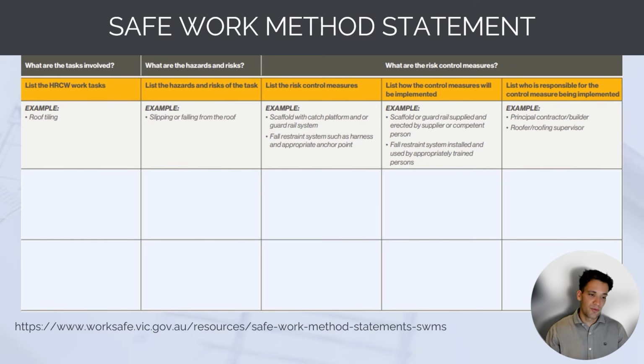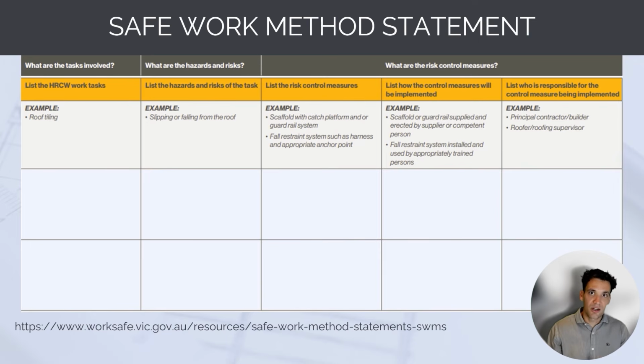Okay, so as an example, we've got a safe work method statement. So a safe work method statement is a table like the one on screen, and it's going to list out what are the tasks involved, what are the hazards associated with the task, and then what are the control measures we're putting in place, and importantly, who is responsible for putting in place the control measures. So if we look at an example, an activity like roof tiling, the hazard is slipping or falling from the roof. The control measure will be scaffolding. Then we specifically document how the control measure will be implemented.